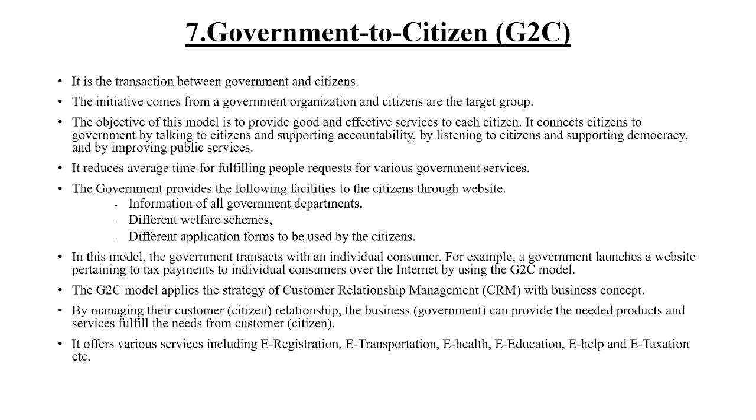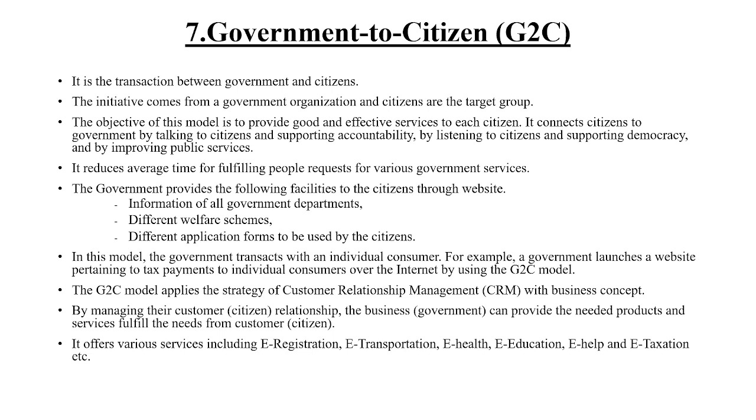So it reduces the average time for fulfilling the people's requests for various government services. The government provides the following facilities to the citizen through the website, like information of all the government departments, different welfare schemes, and different application forms to be used by the citizen. In this model, the government transacts with an individual consumer. For example, a government launches a website pertaining to tax payments for the individual consumers over the internet by using the G2C model.